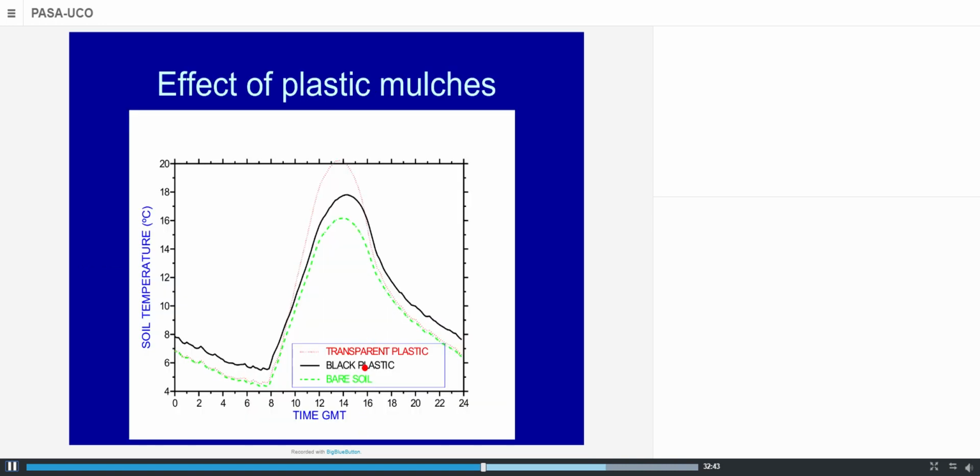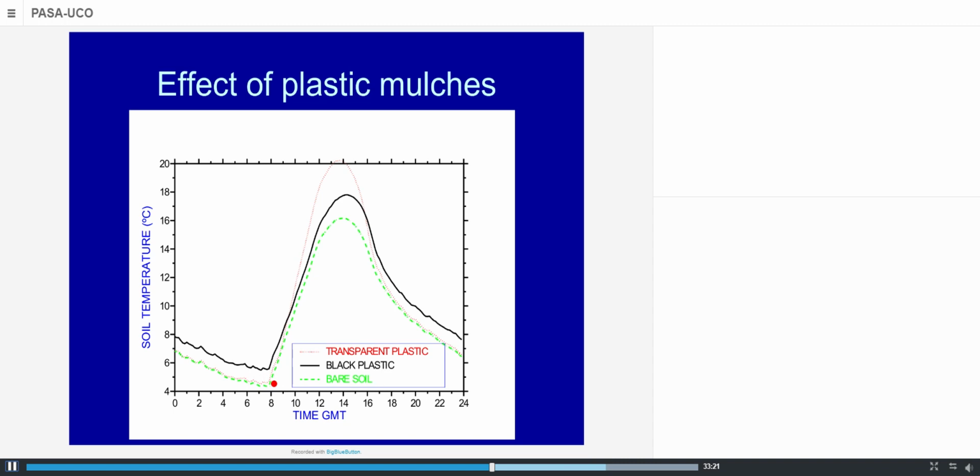Here we see some measurements that we did in Cordoba, comparing a bare soil, this green line, with a transparent plastic, where you can see that the temperature increases during the daytime as compared to the other, and a black plastic. The black plastic doesn't heat much during the daytime, but also has lower cooling during the night.